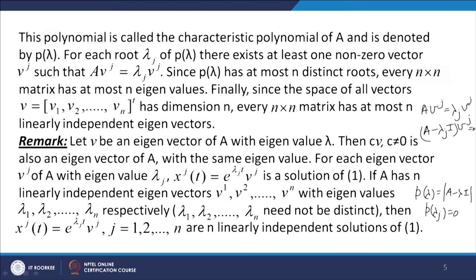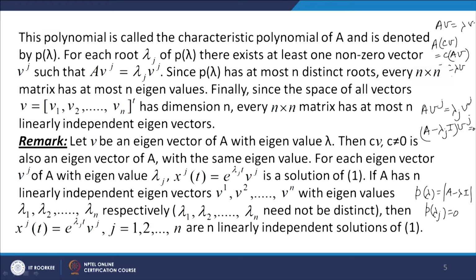Now, if v is an eigenvector of A with eigenvalue lambda, then c times v, where c is not equal to 0, is also an eigenvector of A with the same eigenvalue. This is very simple to see. Suppose lambda is an eigenvalue of A and v is the corresponding eigenvector, then we have Av equal to lambda v. Now, let us see A(cv). c is a scalar which is non-zero, we can write it as c times Av by the matrix properties. So, this is c times lambda v.